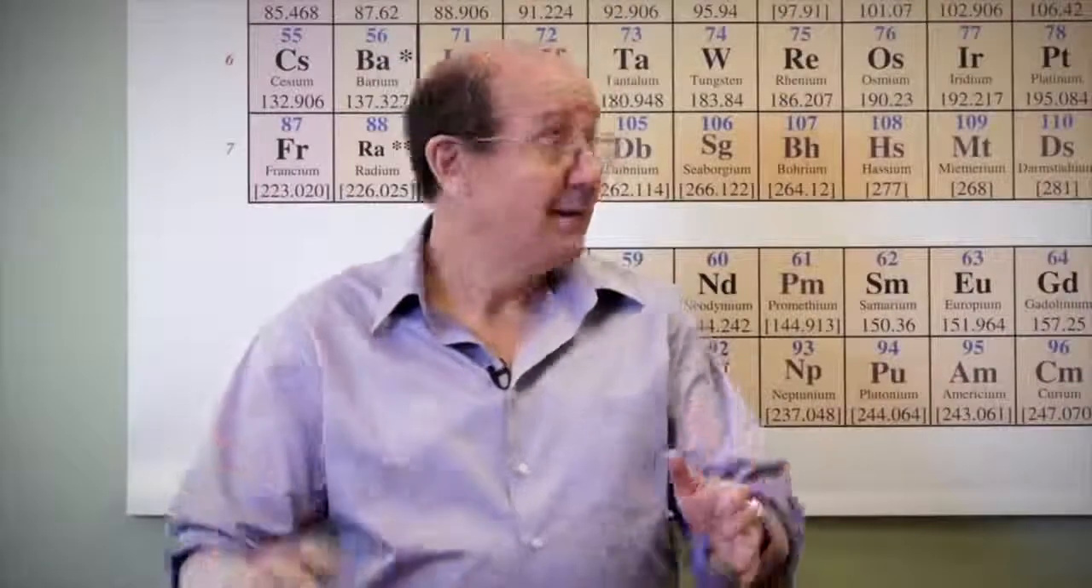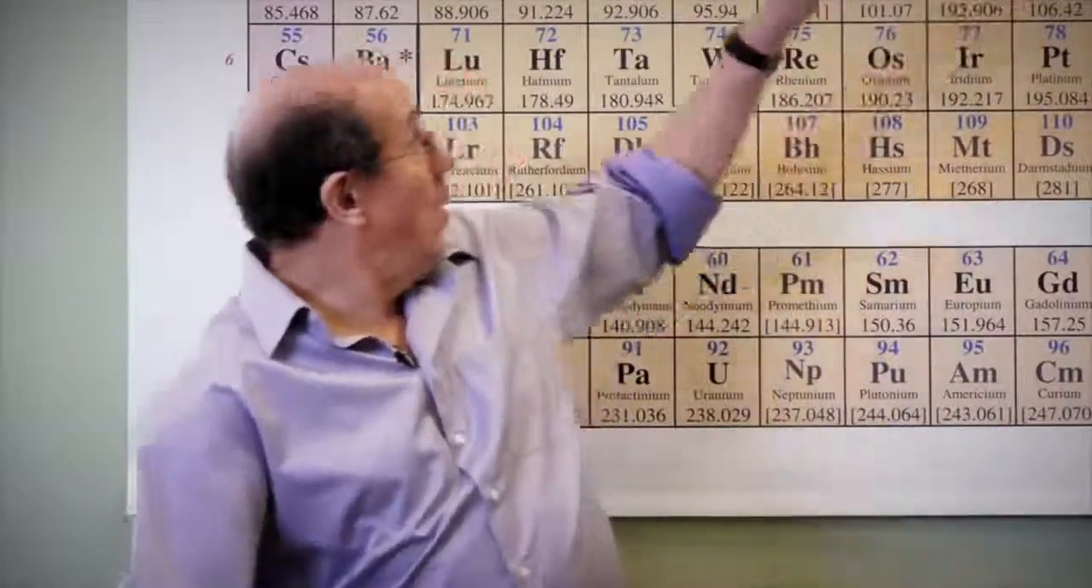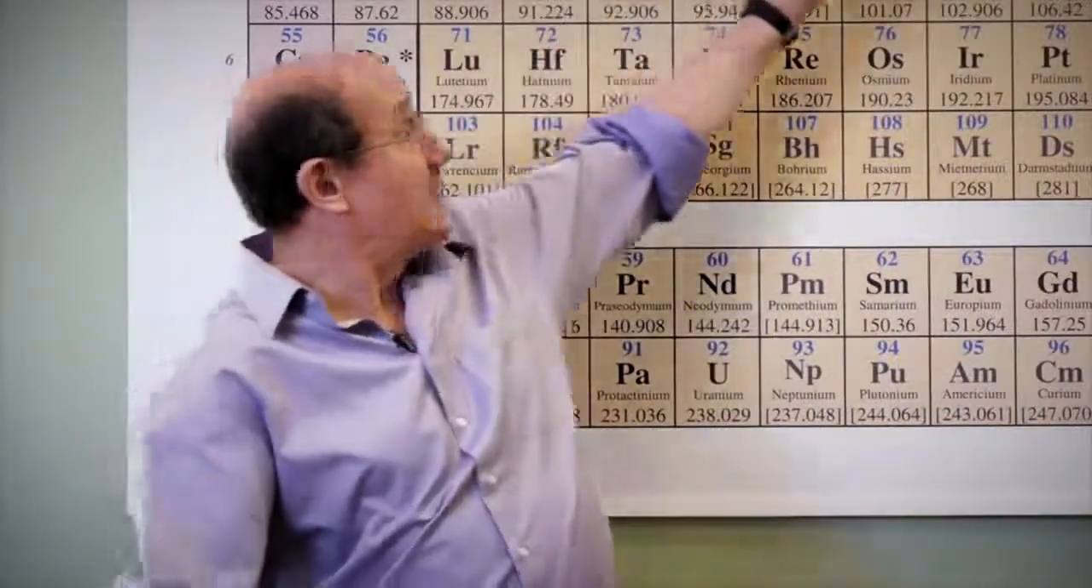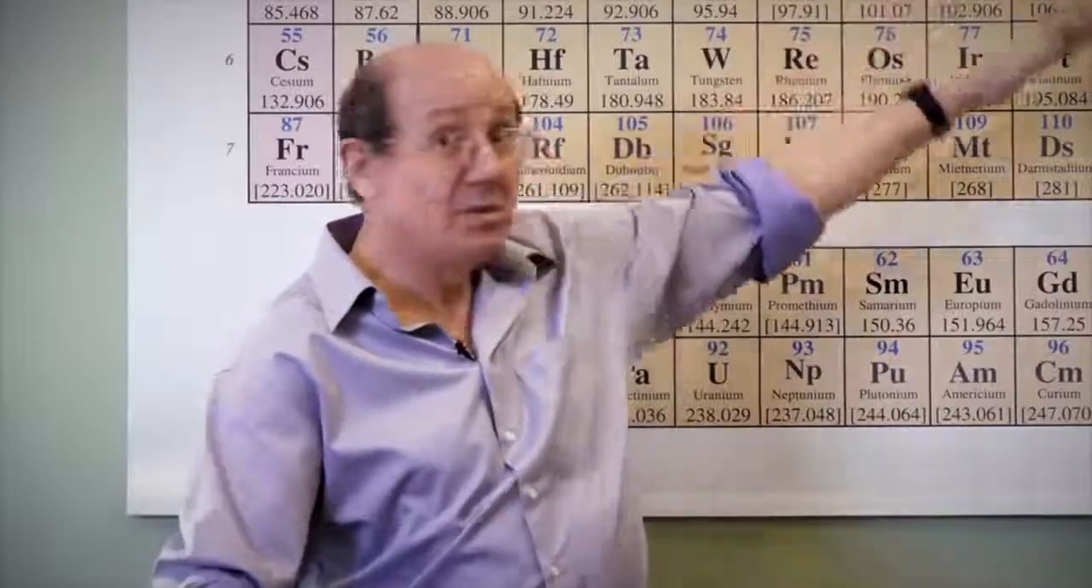Well, that's great. Now we've seen how to generate all the elements in the periodic table up to iron. But what about all of these? Where do they come from? Well, the answer is the rest of these elements are produced not in dying stars, but in exploding stars.